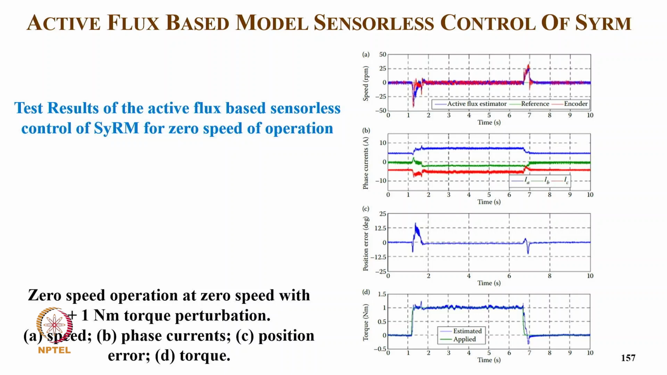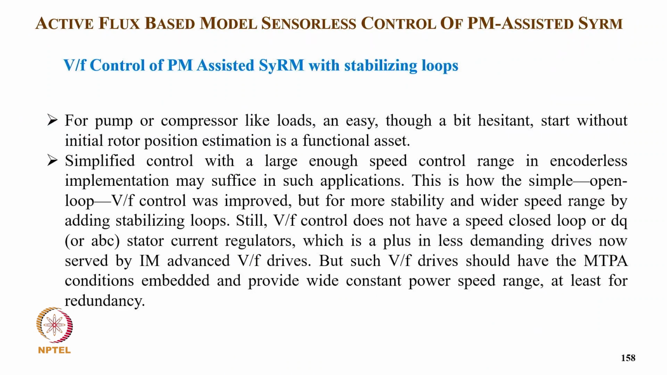of operation. You can see here the speed, phase current and position, as well as the torque. So this is zero speed operation with a plus 1 Newton meter torque perturbation: speed, phase current, position, and torque. So now coming to V/F control of a PM assisted synchronous motor with the stabilizing loop.